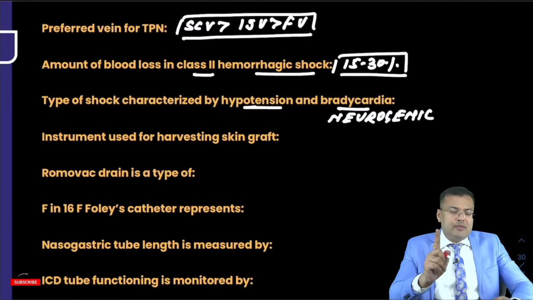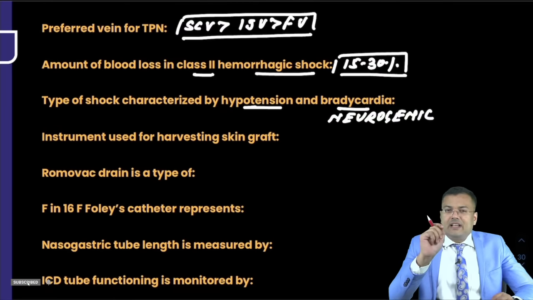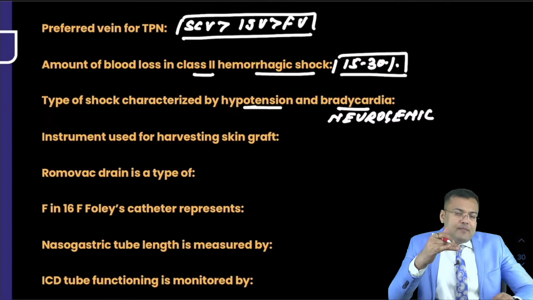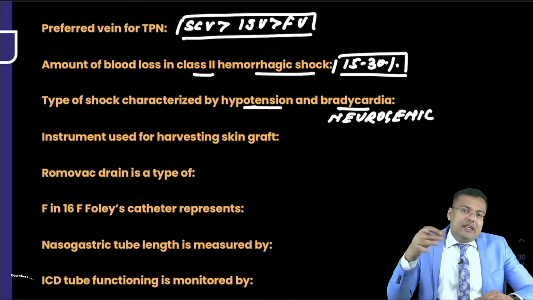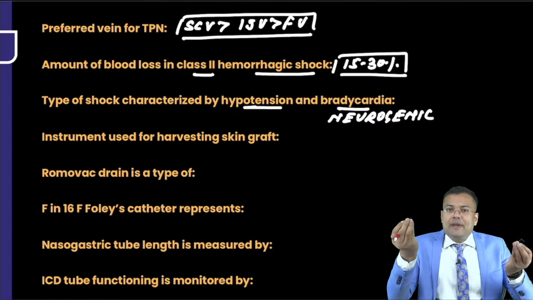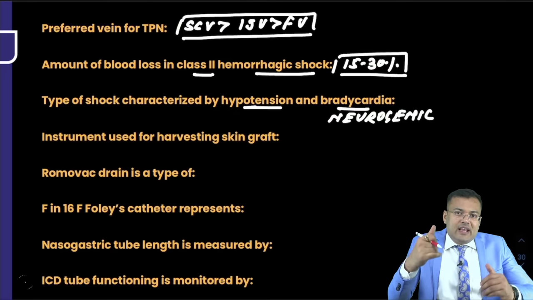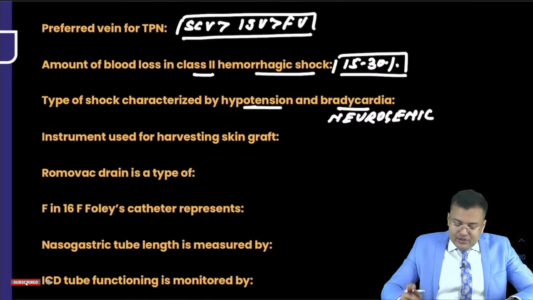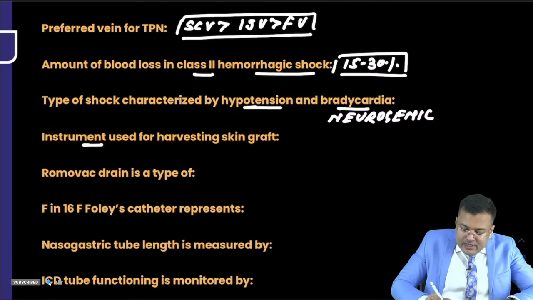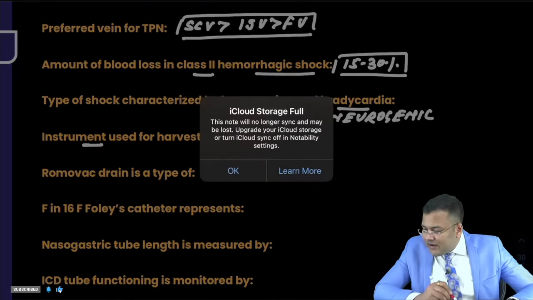Clear, guys? You have to remember, in surgery, two questions are asked. A patient of road traffic accident was brought to your emergency. Patient is having hypotension with bradycardia, neurogenic shock. Hypotension with tachycardia, there is hypovolemic shock. Bradycardia with warm peripheries, neurogenic shock. Tachycardia with cold peripheries, that is hypovolemic shock. Clear? Tell me, instrument used for harvesting skin graft.